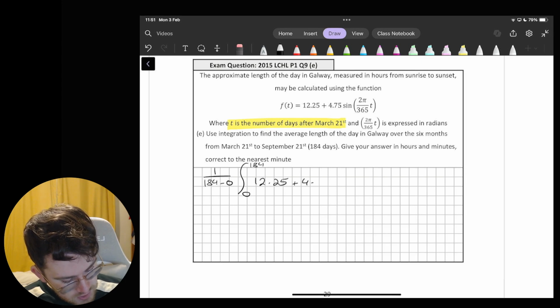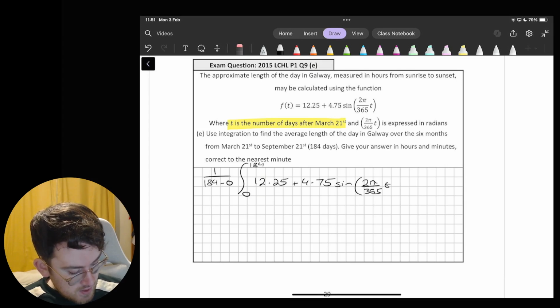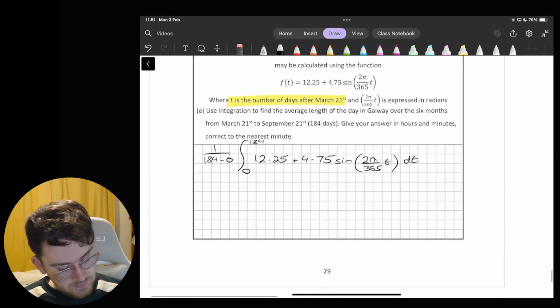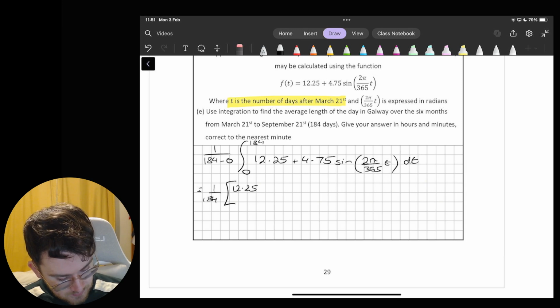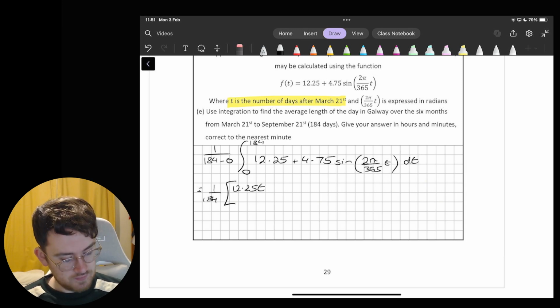Probably one of the more difficult integrals that we've encountered across all of these questions. It's the most intricate, dt. So let's be careful with integrating it. 1 over 184 minus 0, of course, just gives me 184. 12.25t, so integrating that gives me the t value. The 4.75 stays as is. Sine will integrate to minus cos.